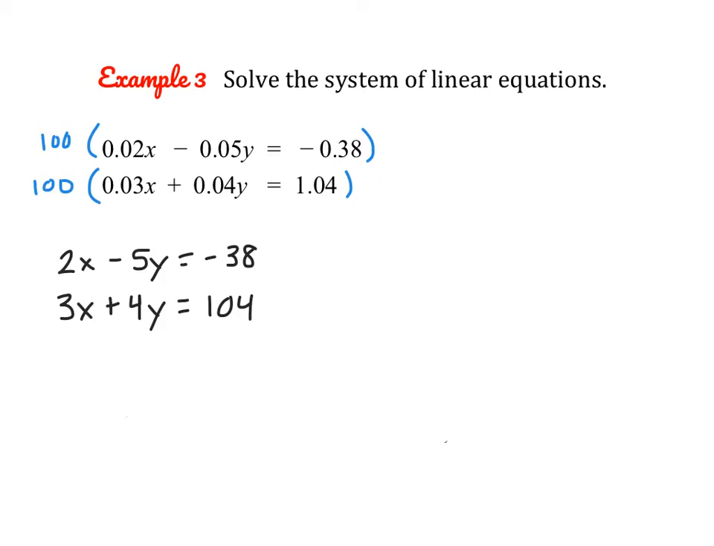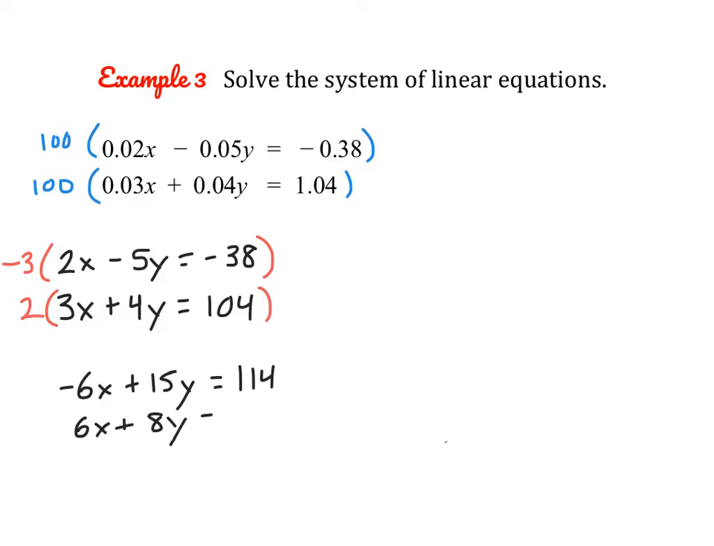So we are going to need to multiply both of our equations here. So I'm going to multiply the top equation on both sides by negative 3 and the bottom equation by 2. So we get negative 6x plus 15y equals 114, and then 6x plus 8y equals 208. Now we're going to add vertically.